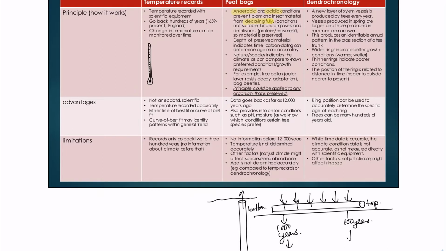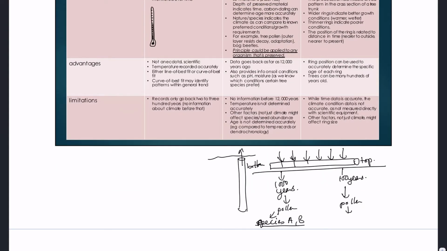And what you're doing is you're looking at the types and amount of pollen from different periods in history in this area. So we analyze the pollen, and maybe here we find, you know, lots of pollen from species A and B. So 1,000 years ago there was lots of pollen from species A and B. And if you analyze the pollen from only 100 years ago, then we might find that there's a lot of species C and D here.